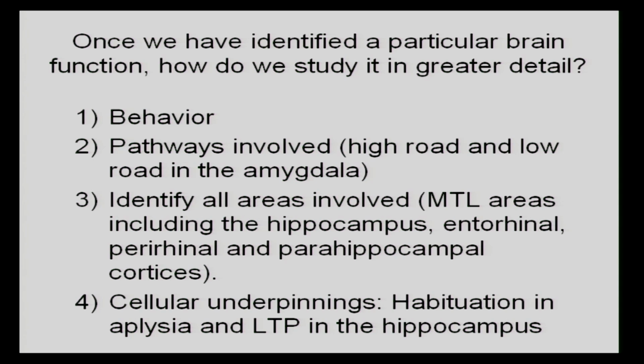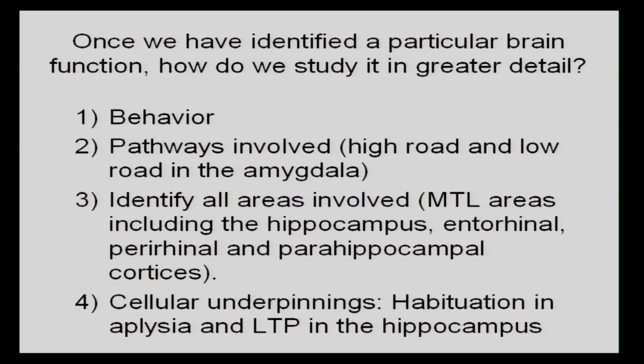We talked about pathways involved. We can analyze pathways involved. We talked about the high road and the low road to understanding fear memory in the amygdala. We could identify not just pathways, but all areas involved in a particular brain function, like declarative memory. We talked about the studies that led to our understanding that the medial temporal lobe areas involved in declarative memory include the hippocampus, entorhinal cortex, perirhinal cortex, and parahippocampal cortex. These areas are focused around the medial temporal lobe and all surround the hippocampus.